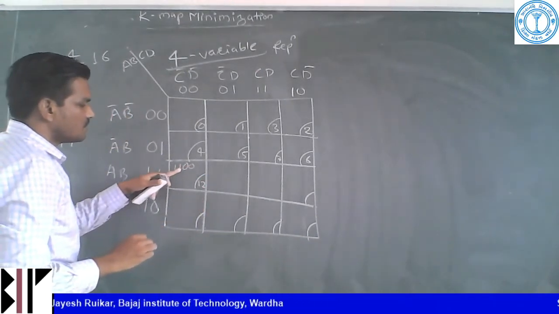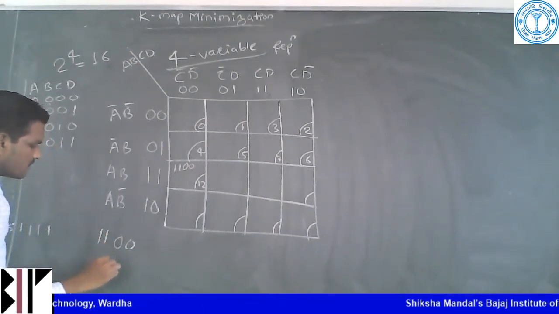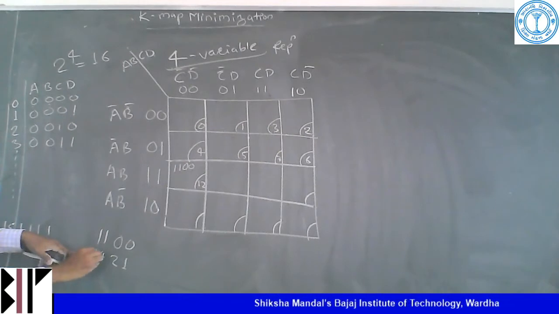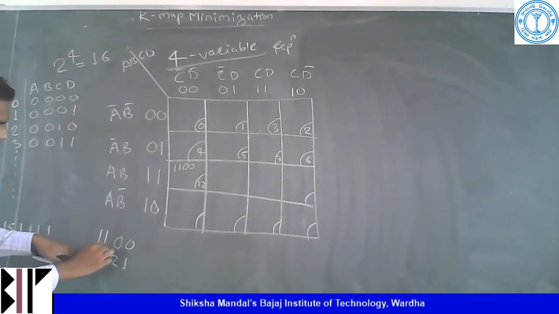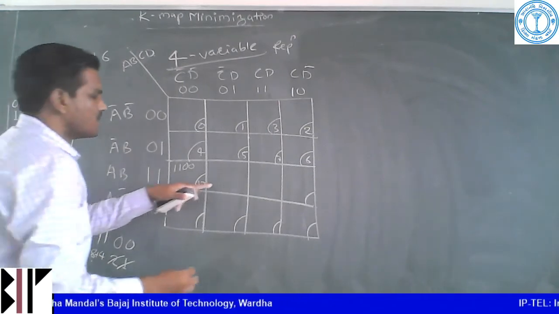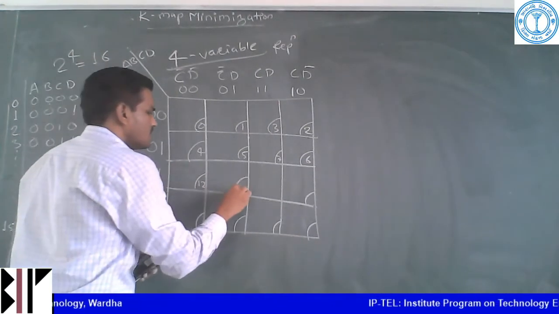This is your 1, 0, 0, 1, 1. Then 1, 2, 4, 8 format. This is 8 plus 4, 12. Plus these are the 0 and this is 0. 8 plus 4, 12. So this is the number 12.